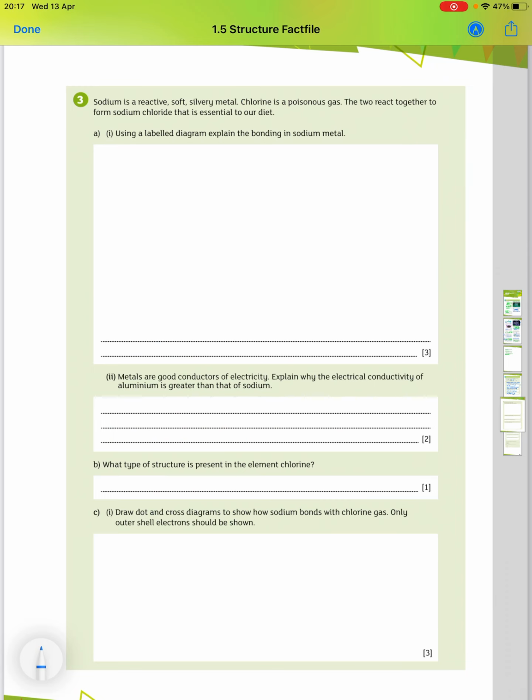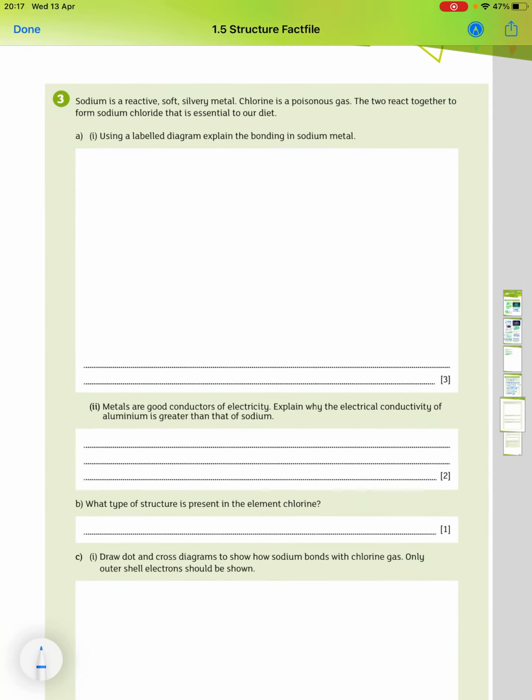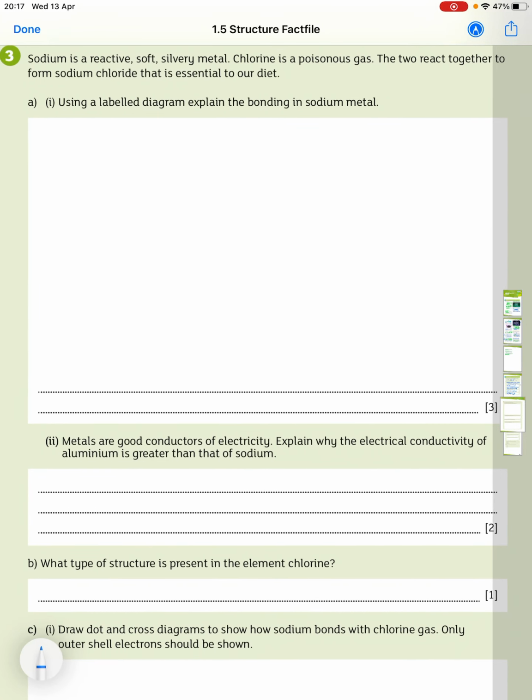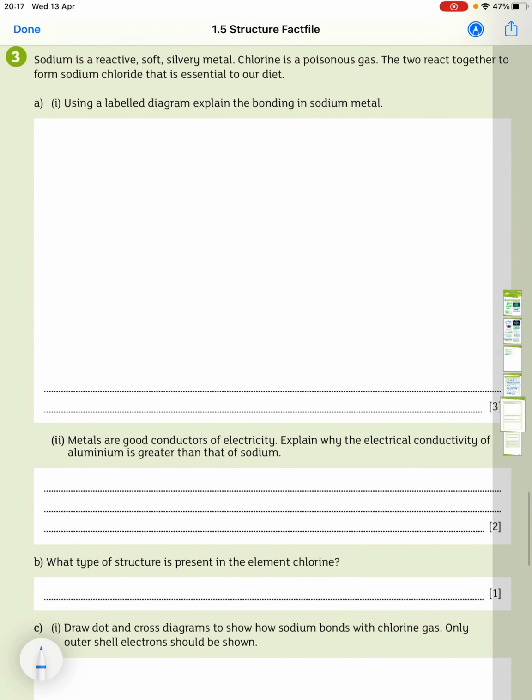Okay, next question is about sodium and chlorine. It says sodium is a reactive soft silvery metal. Chlorine is a poisonous gas. The two react together to form sodium chloride that's essential to our diet. Using a labeled diagram, explain the bonding in sodium metal.